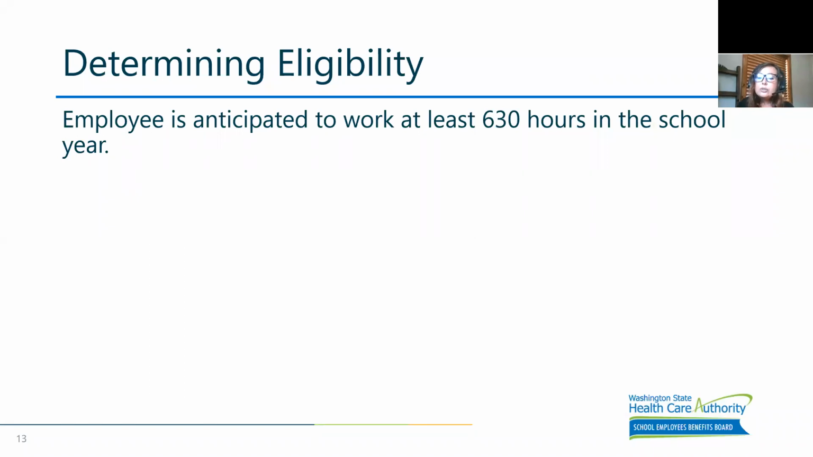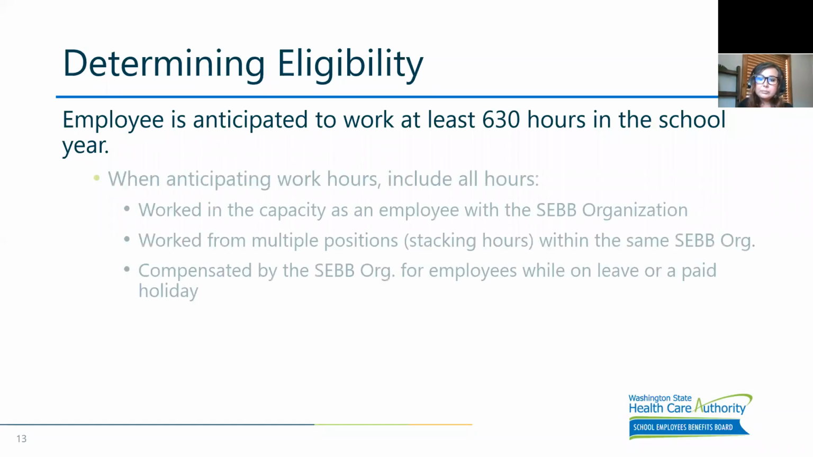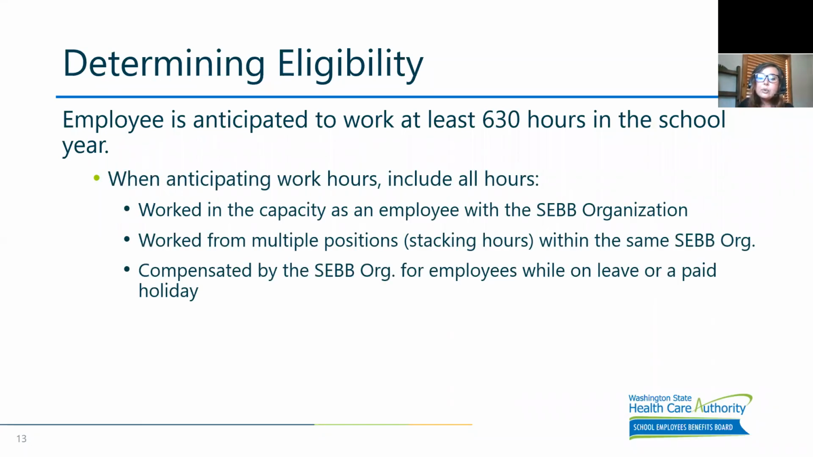So when it comes to determining eligibility, the employee is anticipated to work at least 630 hours in this school year. It's important that when anticipating work hours, you include all hours worked as an employee with your SEBB org. You'll also want to include all hours worked from multiple positions within the same SEBB org, also called stacking hours. And you also want to include all hours compensated by the SEBB org while that employee is on leave or a paid holiday.